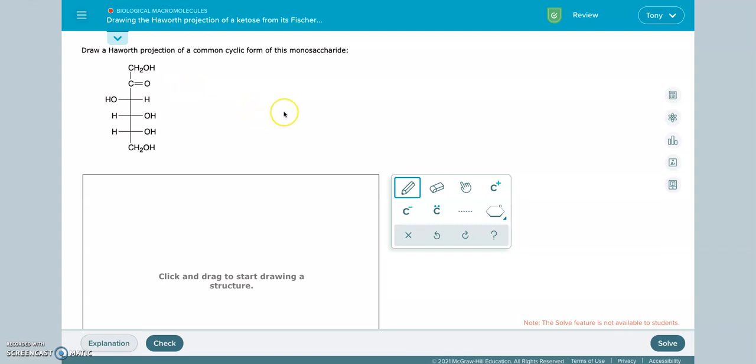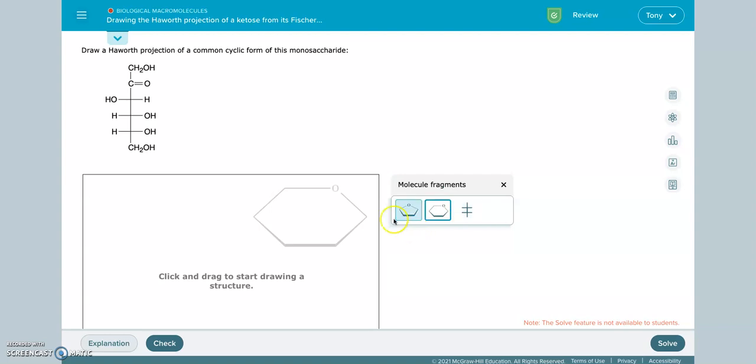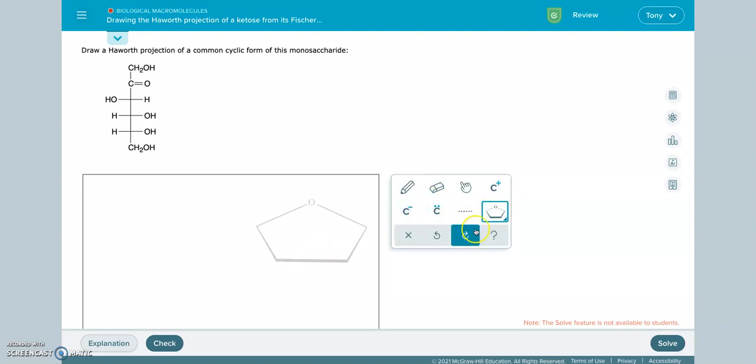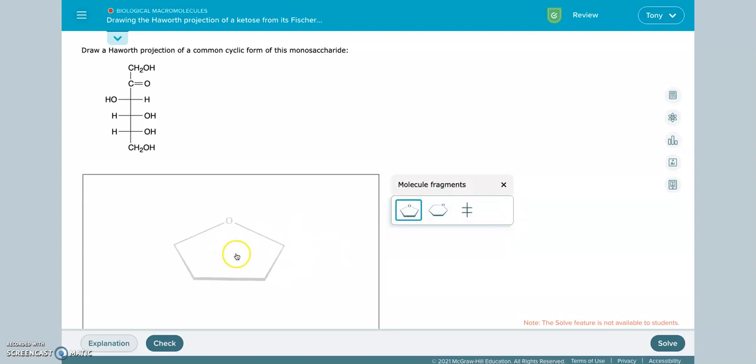So this is another ALEKS topic called drawing the Haworth projection of a ketose from its Fisher projection. In this picture right here, this is what we would call a Fisher projection, and then we're asked to draw the Haworth projection using this tool over here. These molecule fragments that we're seeing here, this type of picture, is what is called a Haworth projection, and we're going to do a couple examples of this.